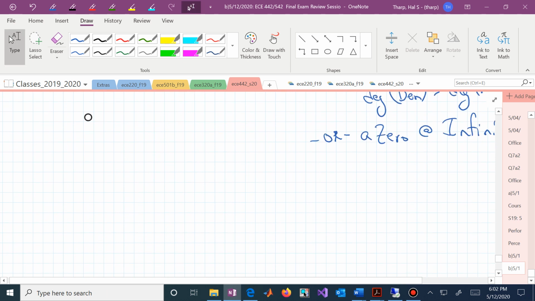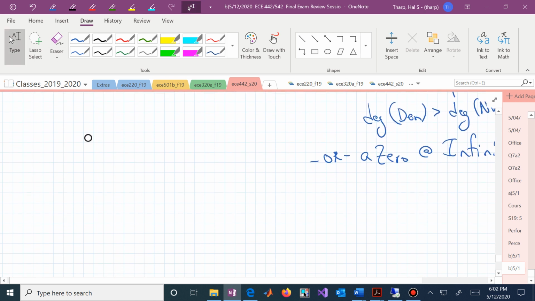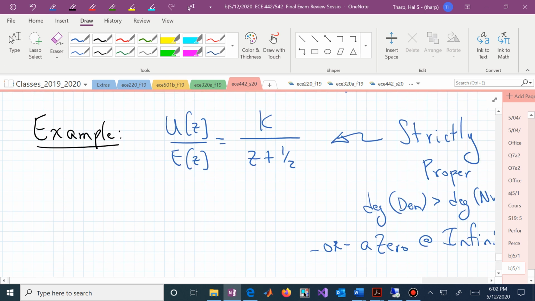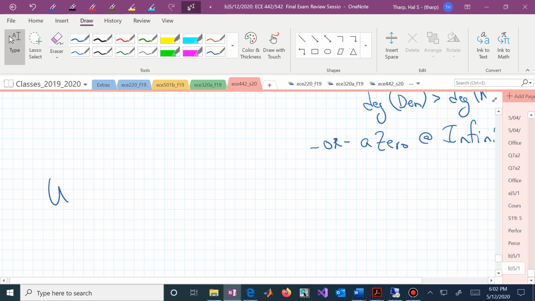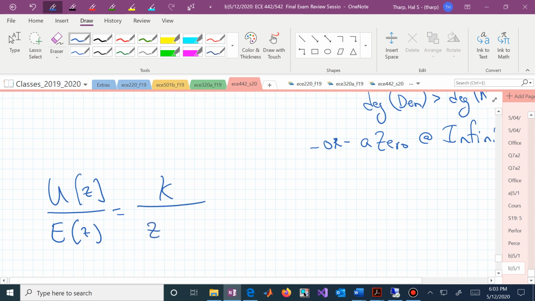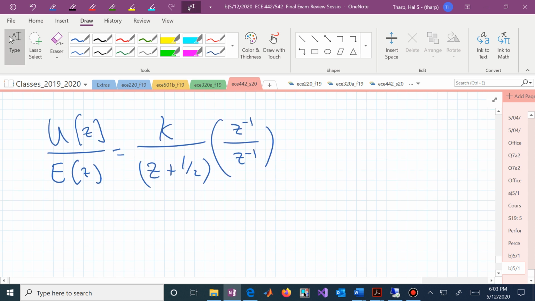Suppose we wanted to look at that. Suppose now you have this transfer function C of z equaling K over z plus 1/2. So now we know that U of z over E of z is K over z plus 1/2. We can now convert that into a difference equation that possesses delays by multiplying by 1 over z. We now have K z to the minus 1 over 1 plus 1/2 z to the minus 1. Cross multiply.